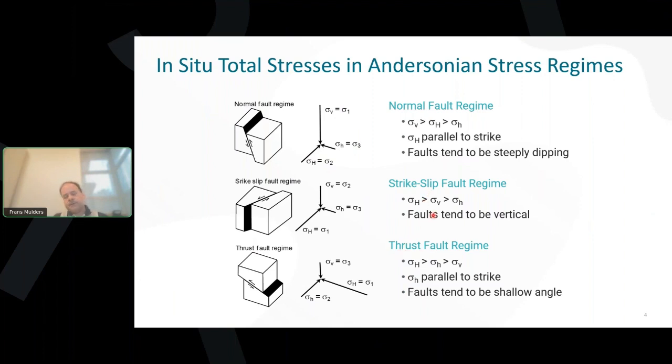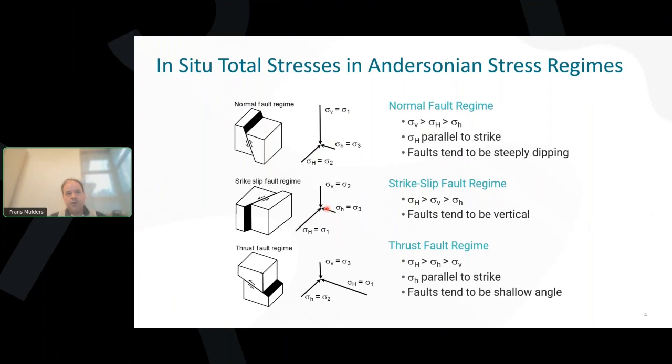Now, as mentioned before in the first talk, most of the time we are dealing with a normal or a strike slip stress regime, and more seldom with a thrust fault regime. What's the difference? In the normal fault regime, the vertical stress is the largest, and the two horizontal stresses are smaller than the vertical stress. In a strike slip stress regime, the maximum horizontal stress becomes the largest stress, the vertical stress is intermediate, and the third principal stress, the minimum horizontal stress, is the smallest. Okay, so we start off with three principal stresses.